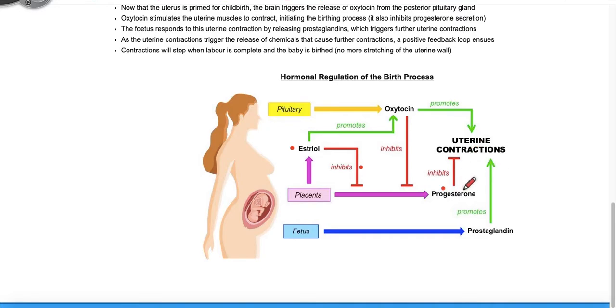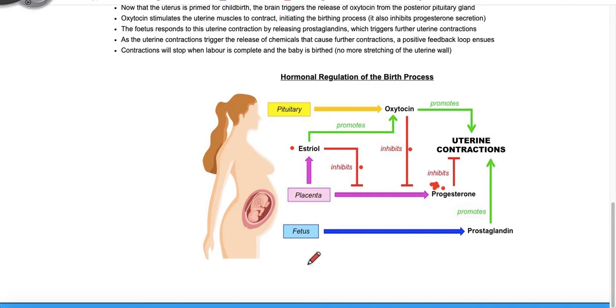Also, progesterone inhibits uterine contraction, so this is kind of counterproductive to what's happening at the moment, right? During the birthing process, you want to promote uterine contraction. So you want to lower the amount of progesterone, and you do so by increasing the amount of estrogen. Also, oxytocin that is being released by the posterior pituitary also inhibits the amount of progesterone. So again, progesterone needs to be inhibited during the birthing process.